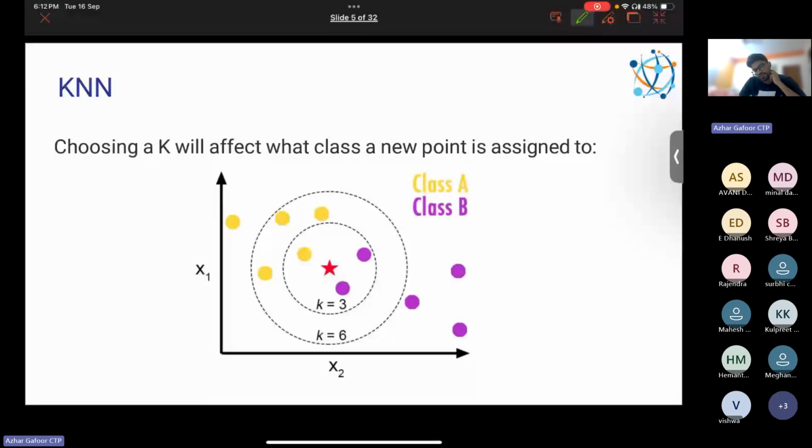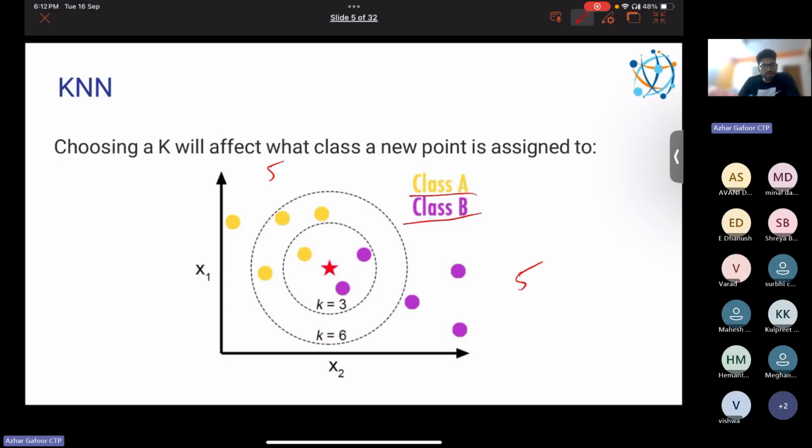So let's see how choosing different Ks will affect different classes. Okay. So the star is the new data point that we want to predict. Choosing a K will affect what class a new data point is assigned to. So in this data set, we have 2 classes. So we have class A, then class B. So we have 5 class A points and 5 class B points.